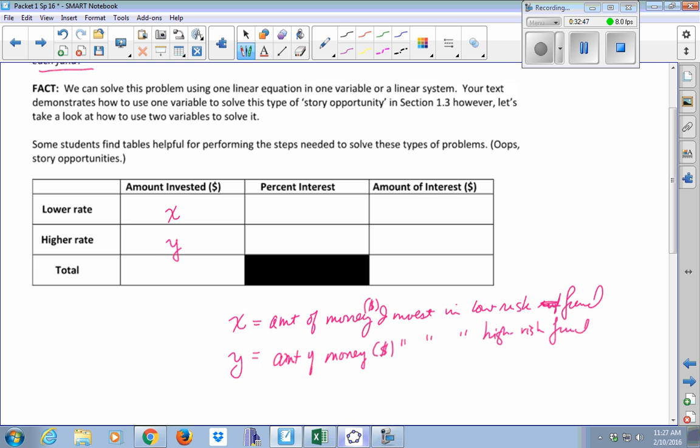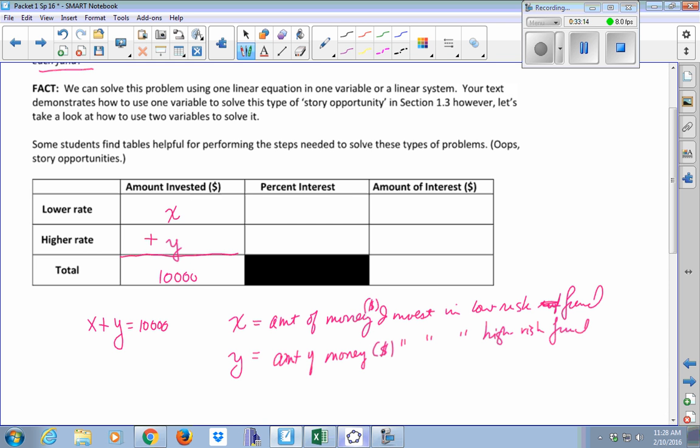X and Y. Guess what? You know something about the total of those 2 amounts. It's $10,000. So look, if you go right down the column and put a plus sign, voila, you have equation number 1. That's not too bad. There you go. Half of your system is created, right? You've got one of the equations already.